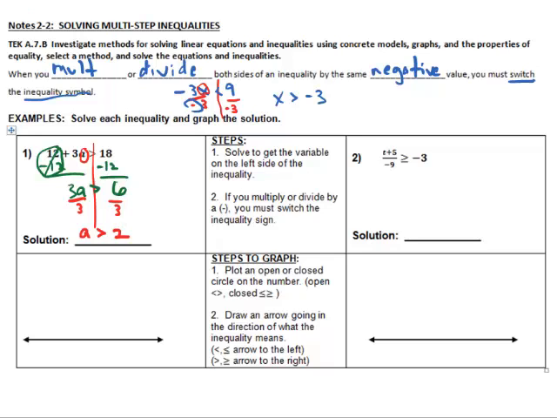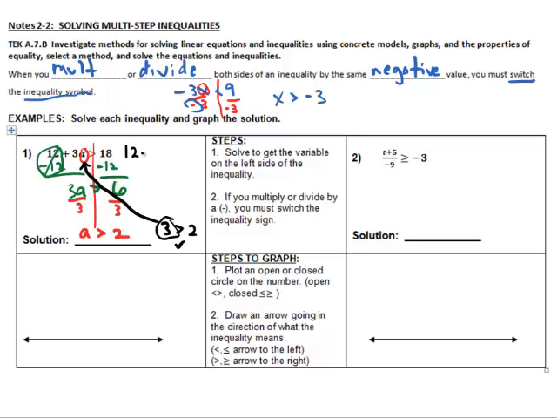Now to check this, let's pick a number that's greater than 2. The number that's greater than 2 would be 3. 3 is greater than 2. So let's put 3 in place of our a.